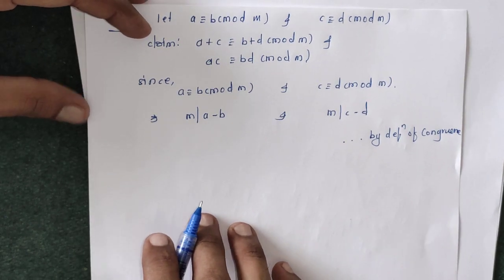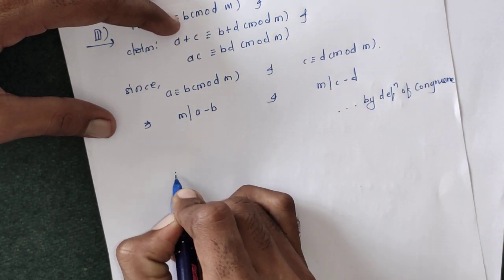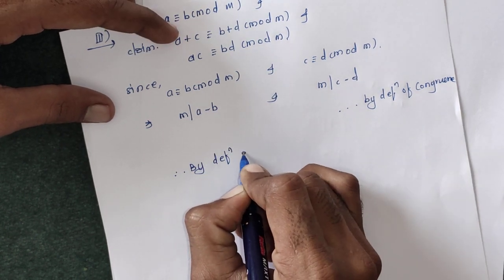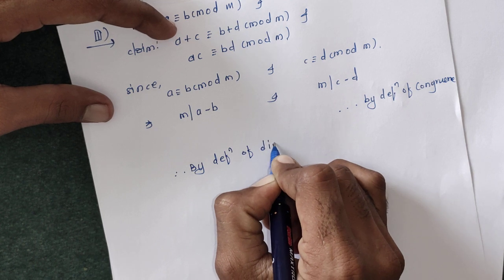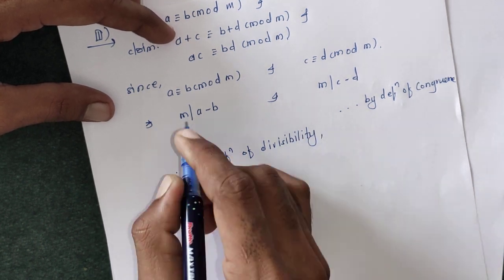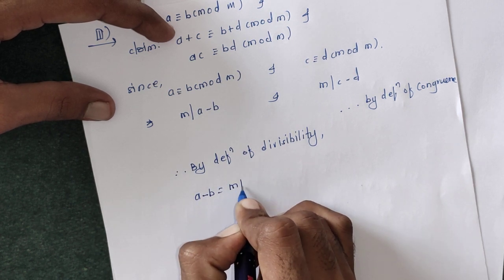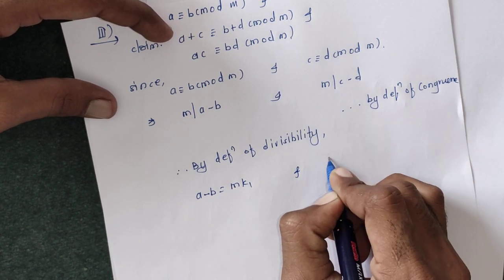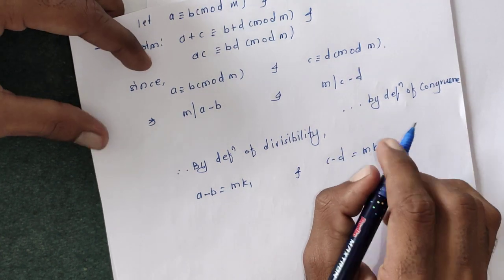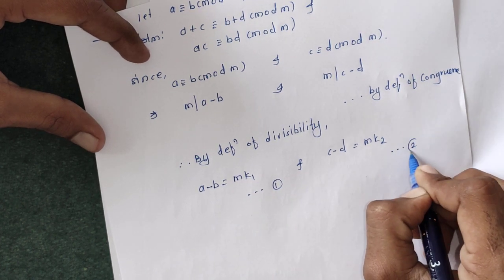Now using the definition of divisibility on these two, we can say that A minus B is equal to m into, suppose, k1, and C minus D is equal to m into k2. Suppose this is equation number 1 and this is equation number 2.